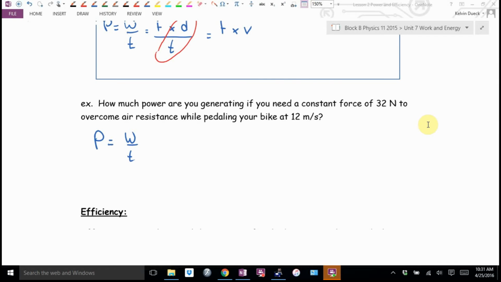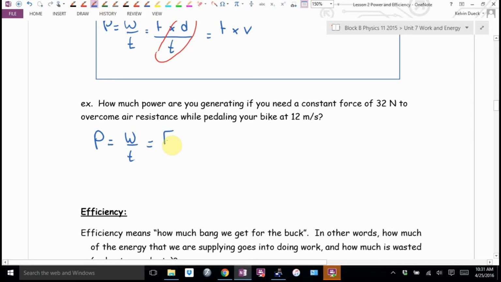So this is the process that my mind goes through. If they say find power, I look for work over time. No, they didn't give me that. This is a job for that special version of power. It's going to be the constant force times the constant speed. 32 newtons times 12 meters per second.